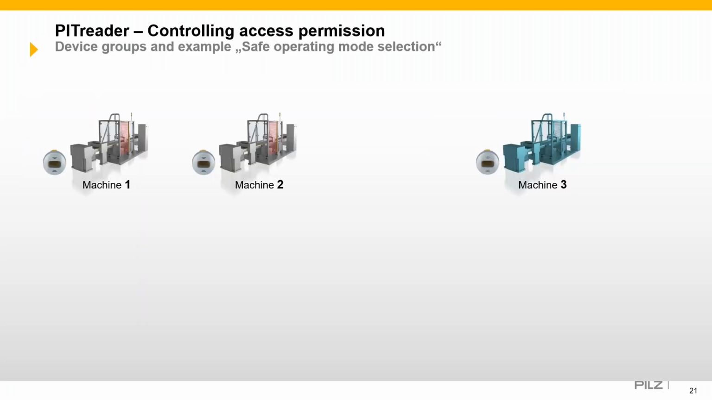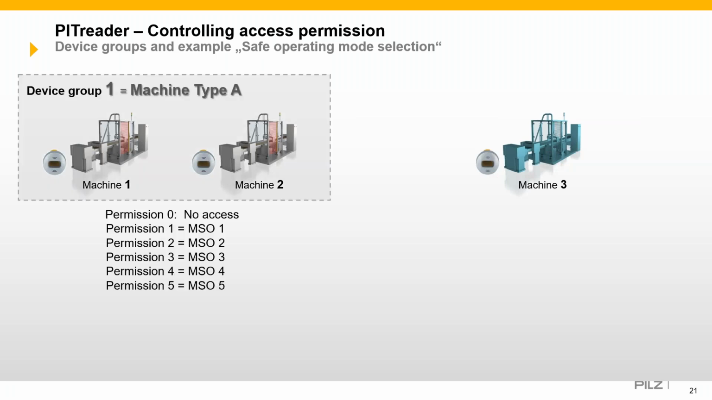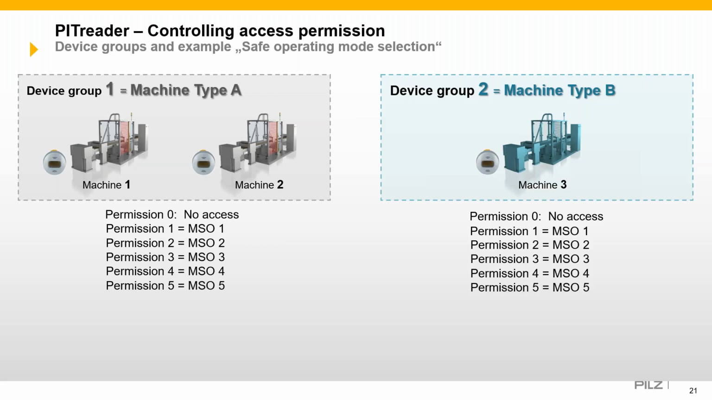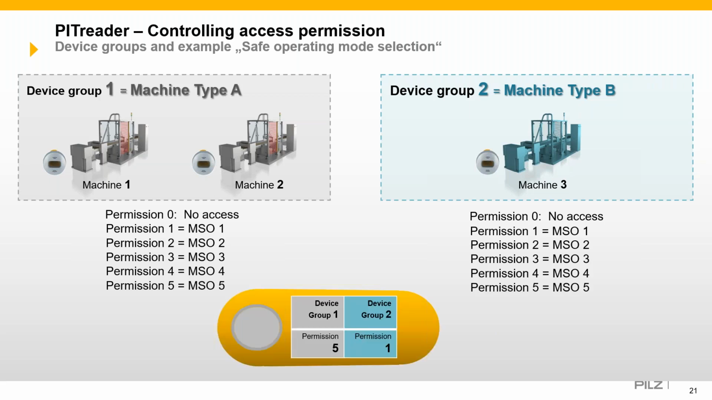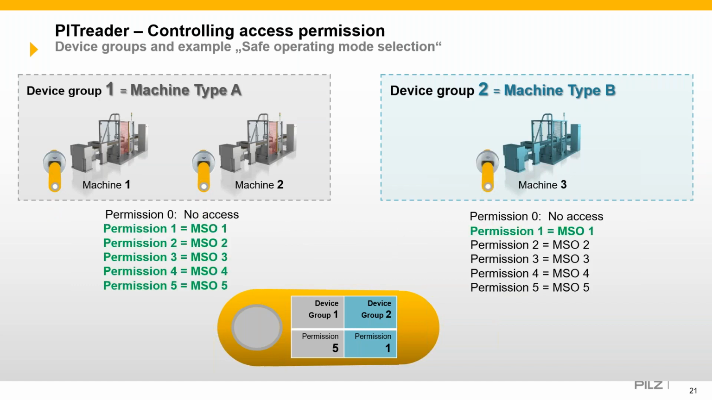And so in this example here, we've got groups of machines. So we've got machines 1 and 2, which is device group 1, and then we've got machine 3, which is device group 2. We've got all our safe operating modes in position, both on the left and the right. And then we have our key, which in this instance could be my key. So for device group 1, I have access to all 5 permissions, but for device group 2, I can only do permission number 1 because of my training and my competency, etc.